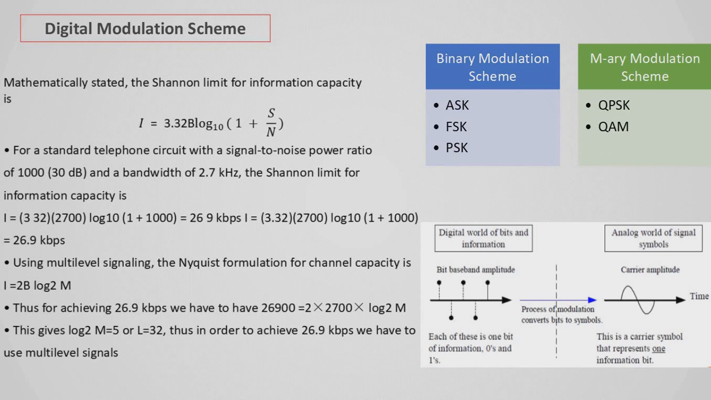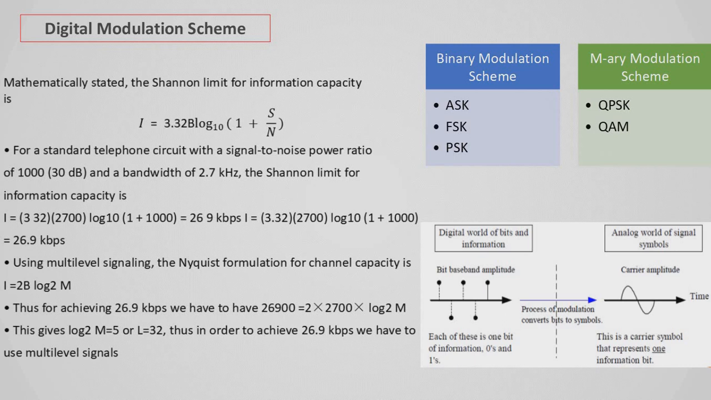This is a quite simple example. You can see on the screen that for a standard telephone circuit, the signal to noise ratio is 1000 and the bandwidth is 2.7 kHz. The information capacity we can calculate with the help of the signal to noise ratio and the bandwidth. So near about 26.9 kbps is the channel capacity, or the information available.